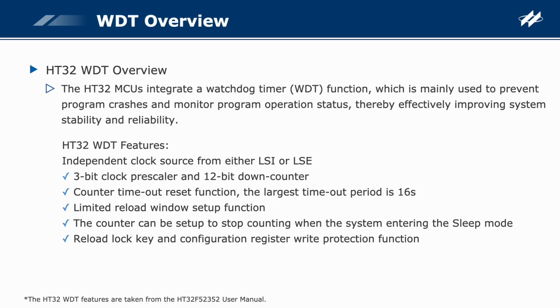The HT32 WDT features are as follows. The independent clock source can be supplied by either the internal 32 kHz RC oscillator, LSI, or the external 32.768 kHz oscillator, LSE. It is unaffected by the main system clock. Supports a programmable timing function. The watchdog timer includes a 3-bit prescaler and a 12-bit countdown counter, enabling the user to set the WDT timing.